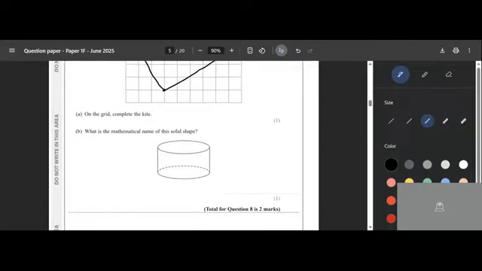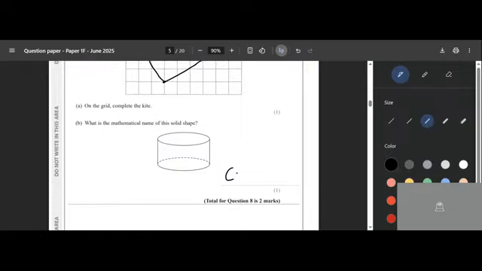Then part B, you're told, what is the mathematical name of this solid? This one is called a cylinder.